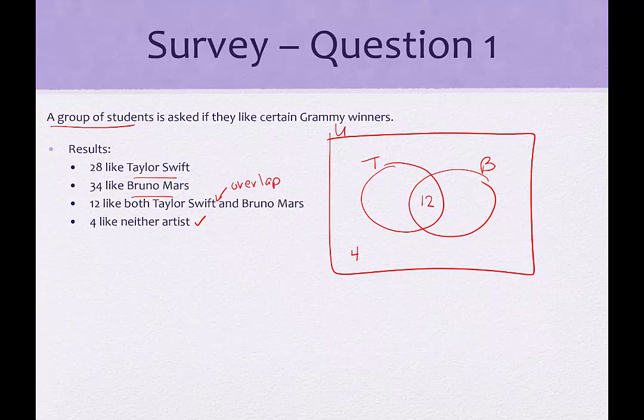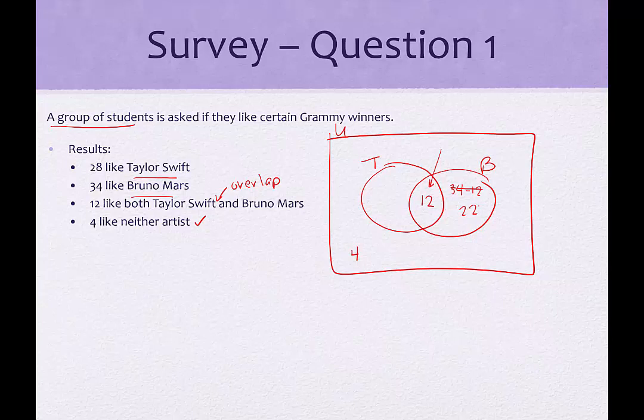Now what it tells us is it says 34 like Bruno Mars, but look right here, we already have 12 of the 34. The cardinal number of set B is 34. So if we already have 12, how many are left? What's going to go in this region here? This is going to be 34 minus 12, which is 22. So we would put 22. I'm going to cross that out because you should not put that in the region. I was just trying to show where 22 comes from.